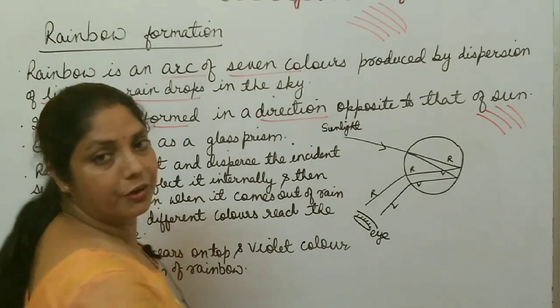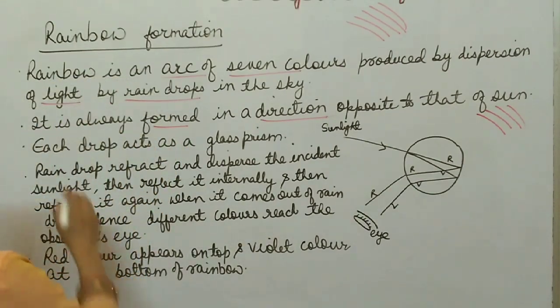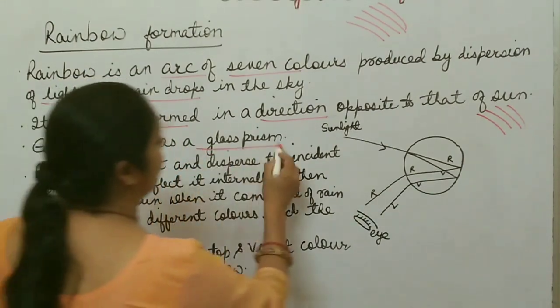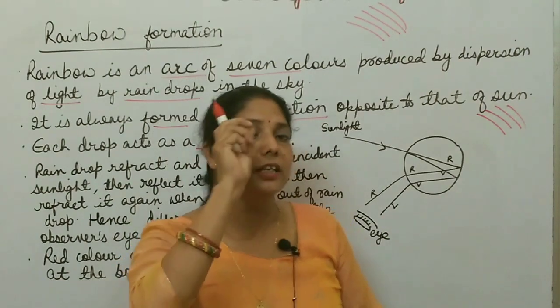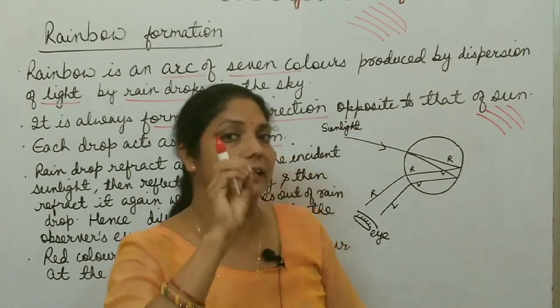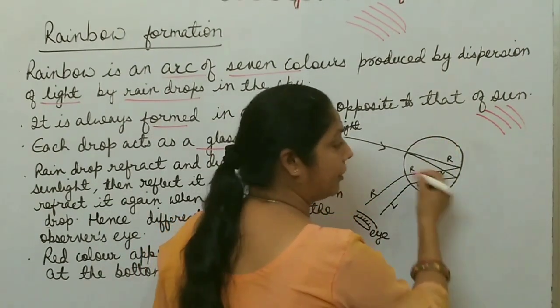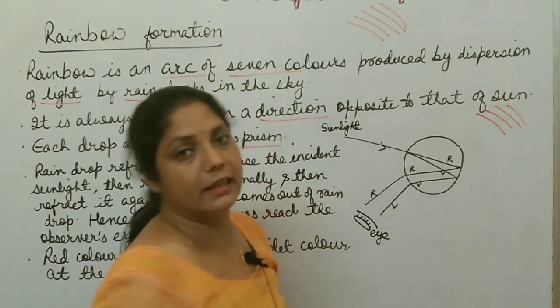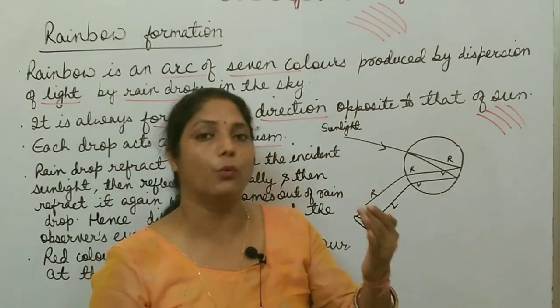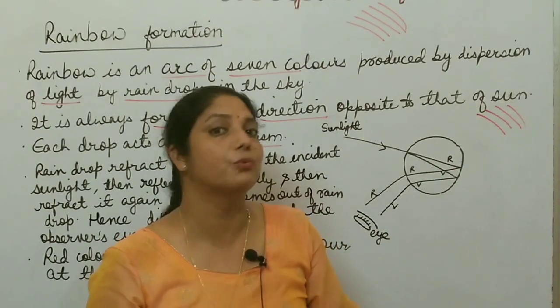How does this rainbow formation take place? Each drop acts as a glass prism. During a rainy day, each raindrop acts like a glass prism. Suppose there is one raindrop, then this raindrop acts like a glass prism. And you know, when white light enters through a glass prism, what happens?